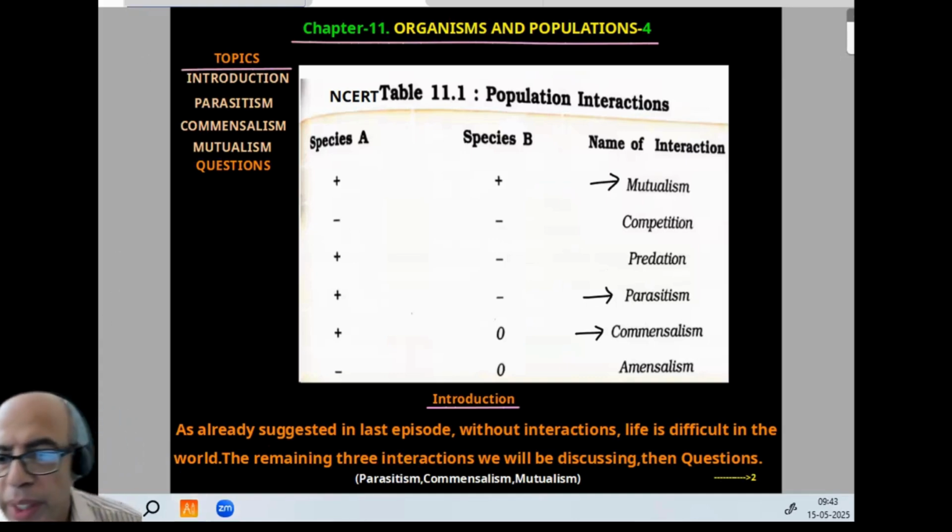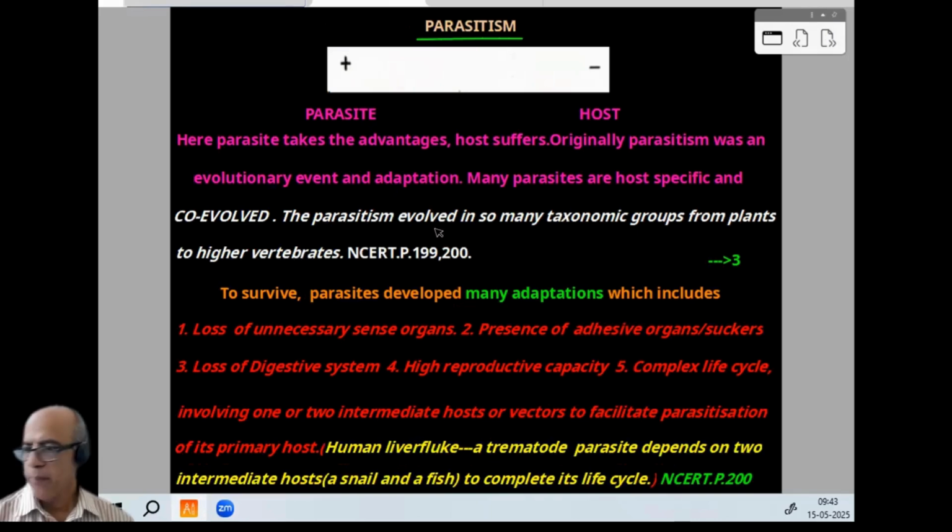Organisms and populations, the fourth one: as a usual introduction, then parasitism, commensalism, mutualism questions. First is a table, an important one, a question guaranteed for theory entrance at minimum. Here we discussed mutualism, parasitism, commensalism. And introduction: without interaction, life is not possible in this world. And parasitism, we started with the symbol plus minus. And what is the action of the parasite, how the host suffers. It is a co-evolved procedure. Parasitism evolved in so many taxonomic groups, from plants to higher vertebrates, NCERT pages 199-200.